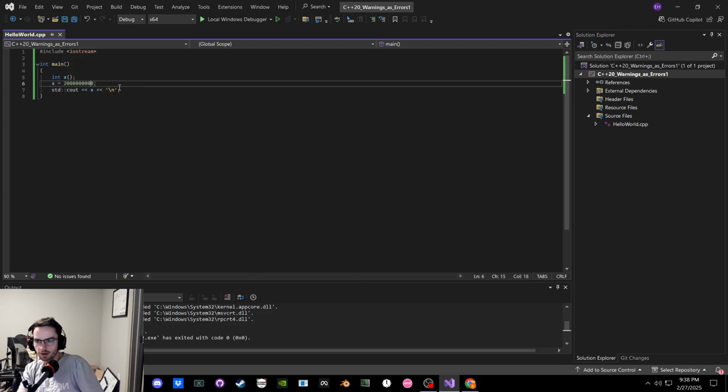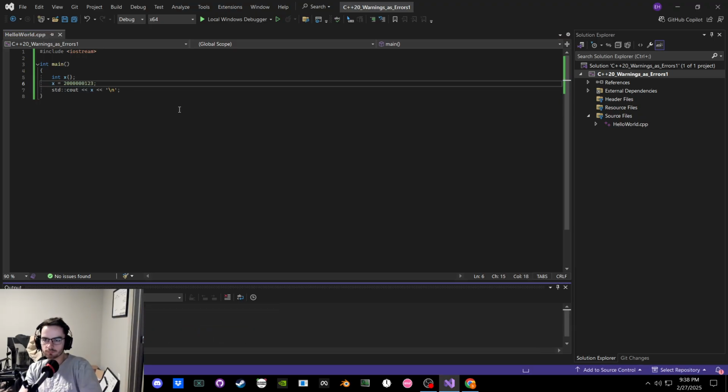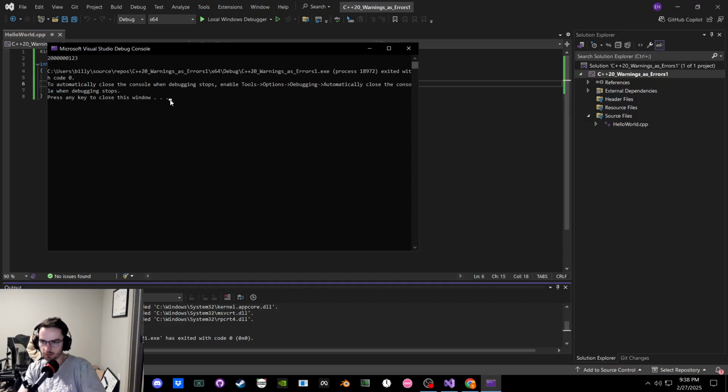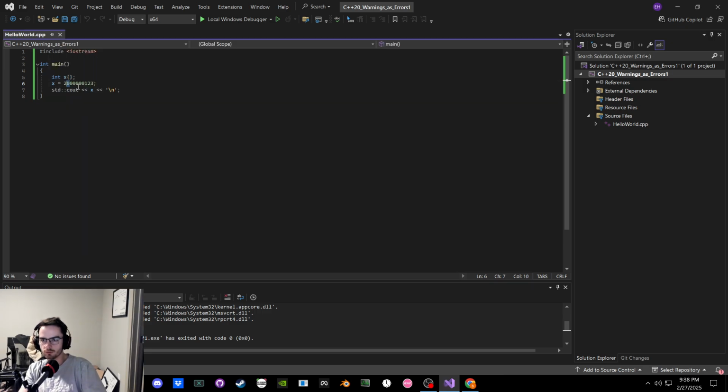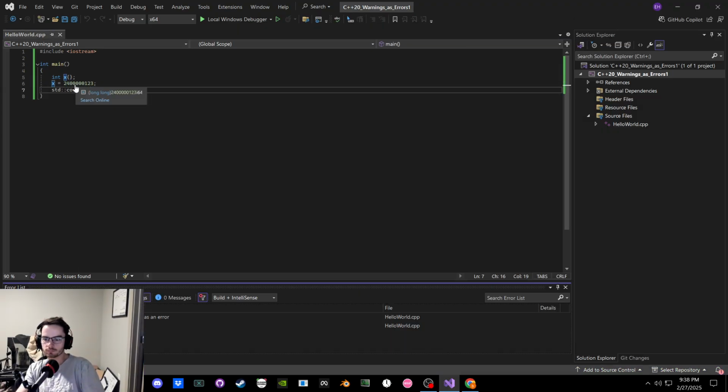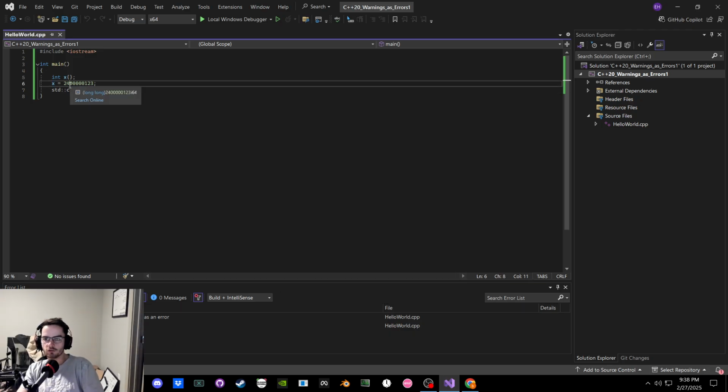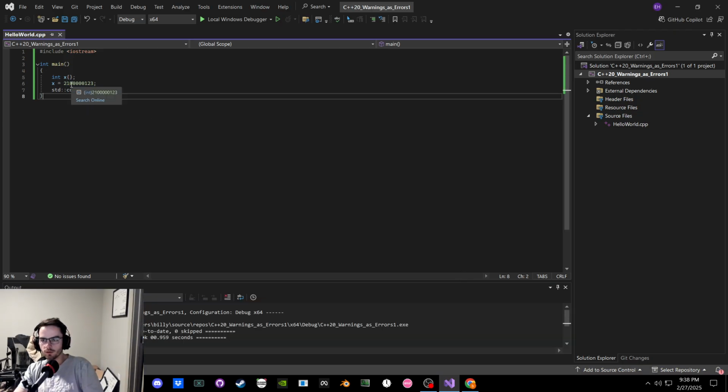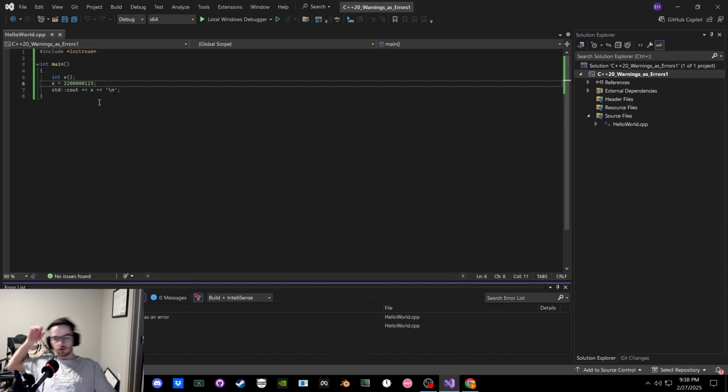But once we go any further, we get 2,123,000,000. But if we do 2,100,000,000, how about 4? Oh, truncation of constant value. So the difference is we get that extra 100 million.